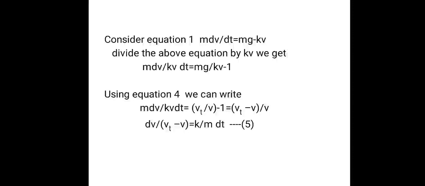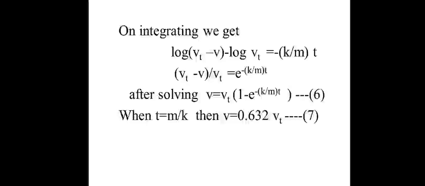Now after integration, you will get log of (Vt minus v) minus log Vt equal to minus k by m t. Now remove the log on both sides. In order to remove the log term on the left hand side, take the exponential of the right hand side term, that is (Vt minus v) divided by Vt equal to e power minus k by m t. If we solve this equation, you will get the expression for v, that is v equal to Vt into (1 minus e power minus k by m t).